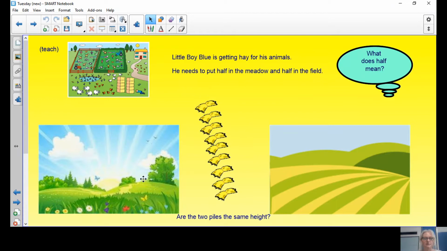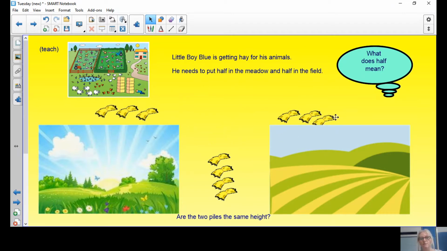So I'm going to put 1 over here in the meadow. And I'm going to put 1 over here in the field. And then put another 1 over here in the meadow. And put another 1 over here in the field. And then I'm just going to keep going. 1 that way, 1 that way. I'm sharing them out so that each of the 2 sides gets the same amount. Because if I put 2 over here and none over there, that wouldn't be fair, would it? It wouldn't be equal. So I'm going to share them out equally. There we go. That's an equal amount.